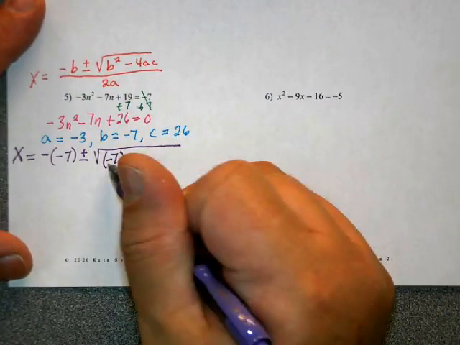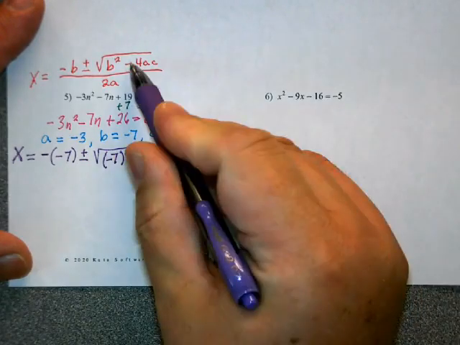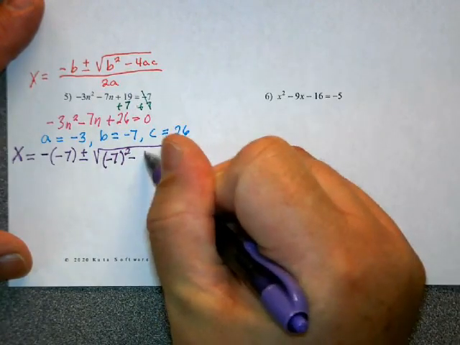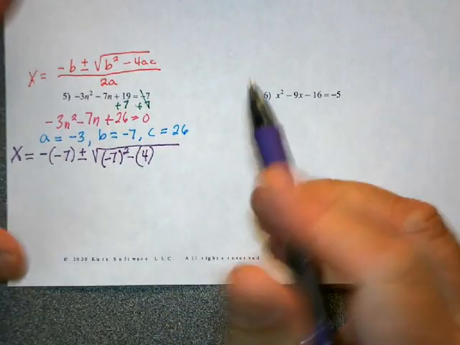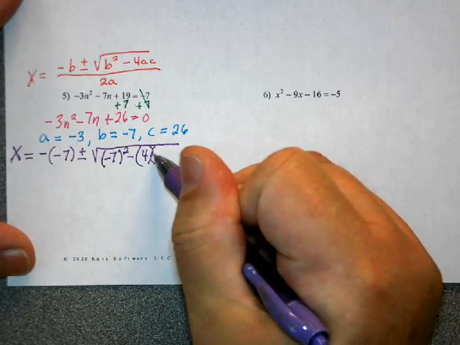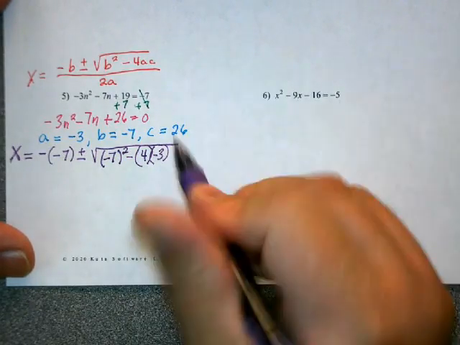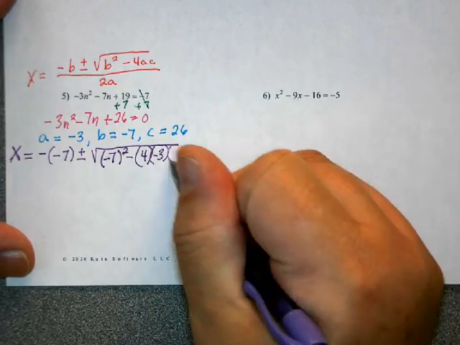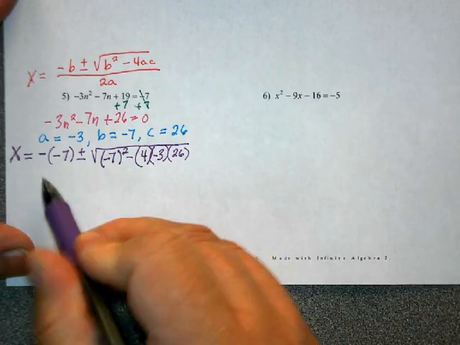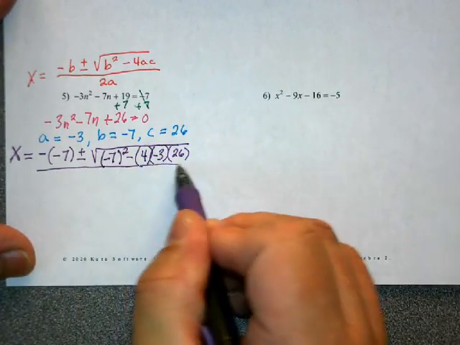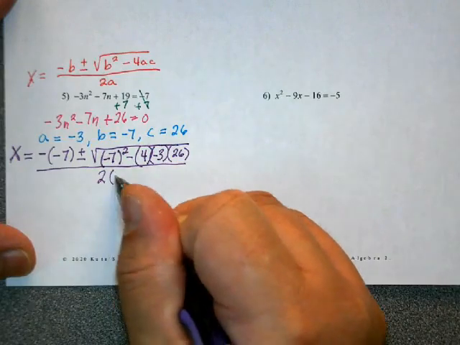Okay, so I have negative 7 squared minus 4. I even like to put this 4ac in parentheses. My a is negative 3, and then my c is 26. All divided by 2 times my a, which is negative 3.